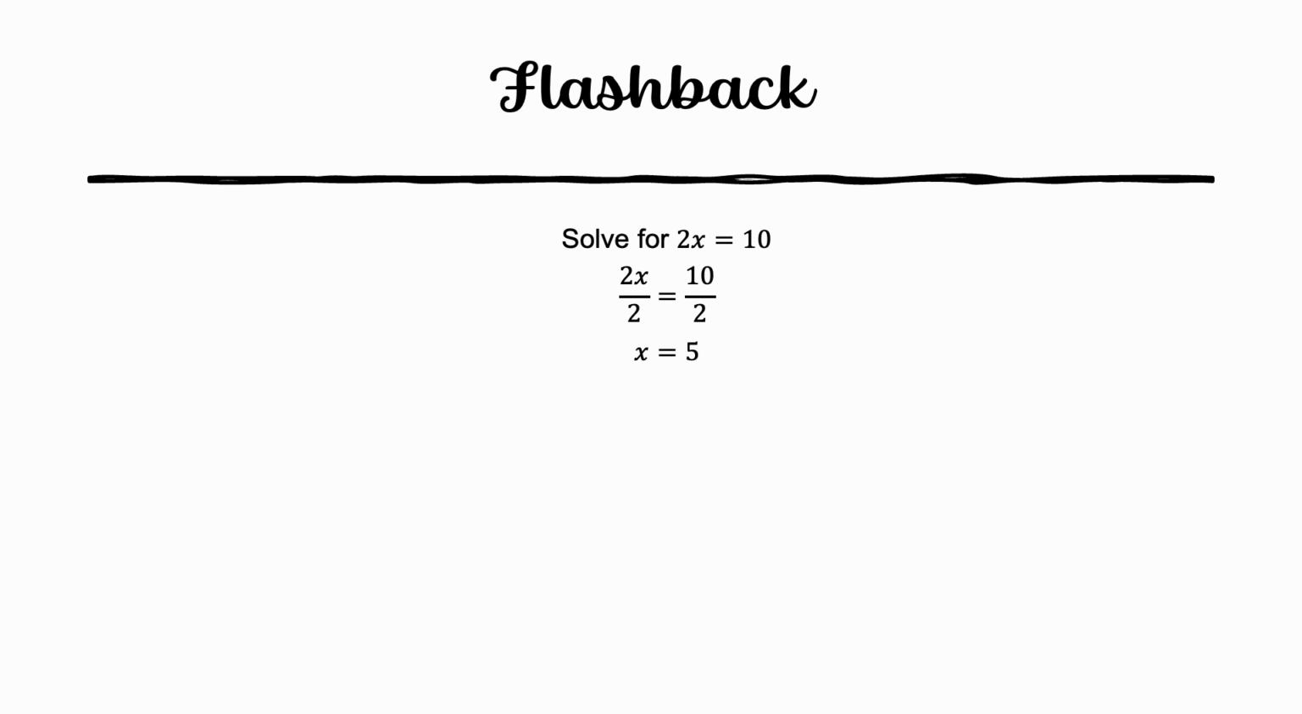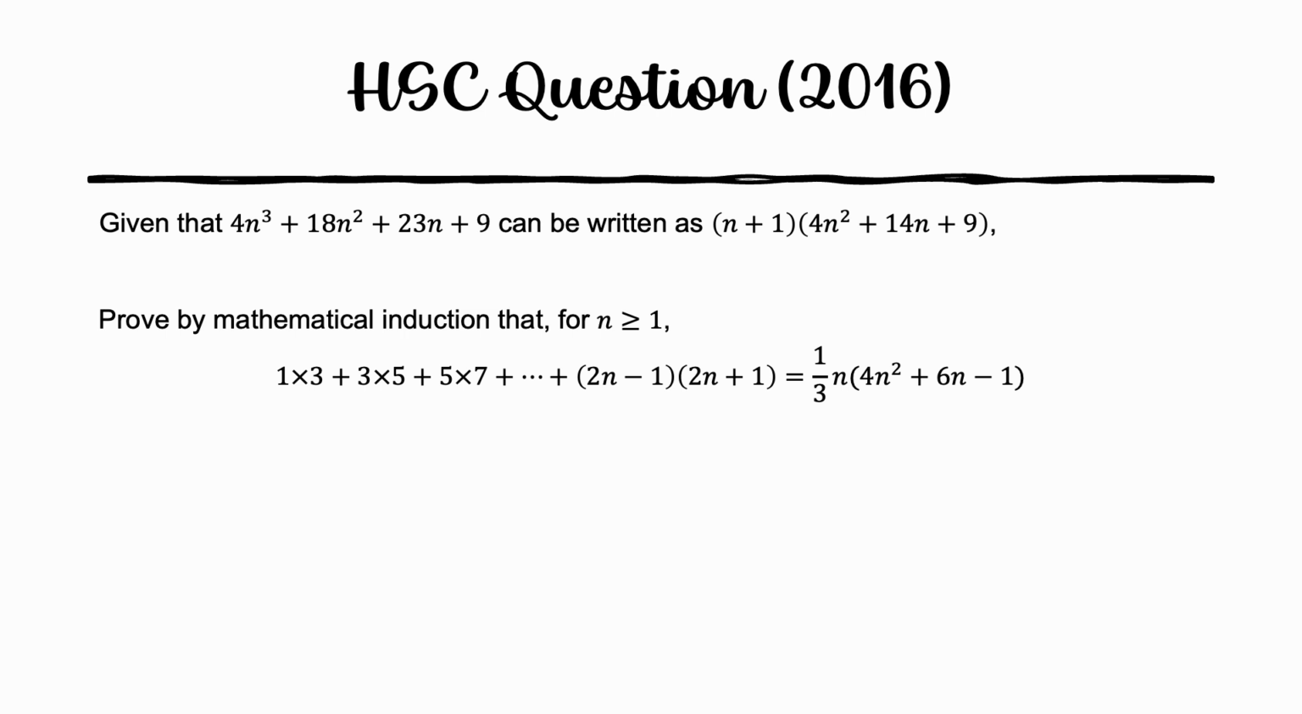Now, getting into the first question, the only question, and it's really easy, trust me. Given that 4n cubed plus 18n squared plus 23n plus 9 can be written as (n plus 1)(4n squared plus 14n plus 9), prove by mathematical induction, for n greater than or equal to 1, that 1 times 3 plus 3 times 5 plus 5 times 7 plus any amount of numbers like (2n minus 1)(2n plus 1) equals 1/3 times n times (4n squared plus 6n minus 1).